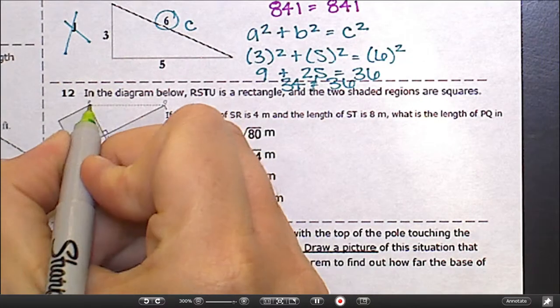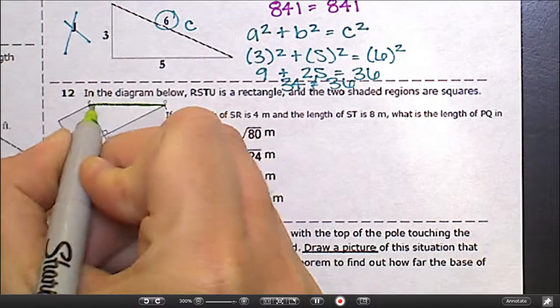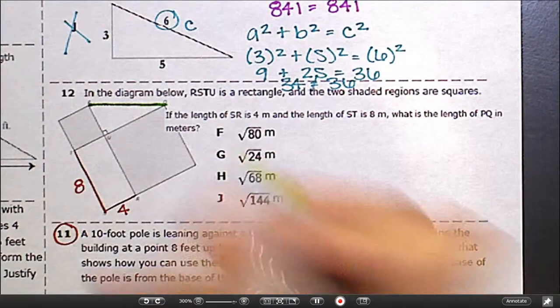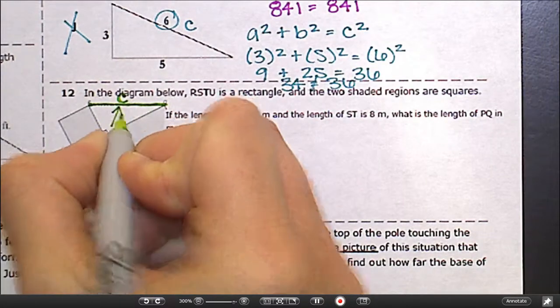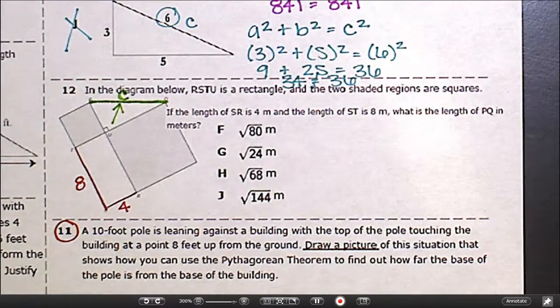PQ is the hypotenuse. This is what we're looking for. We're solving for C because it's across from the right angle. So this looks pretty complicated, but really it's just a process of moving some numbers around.